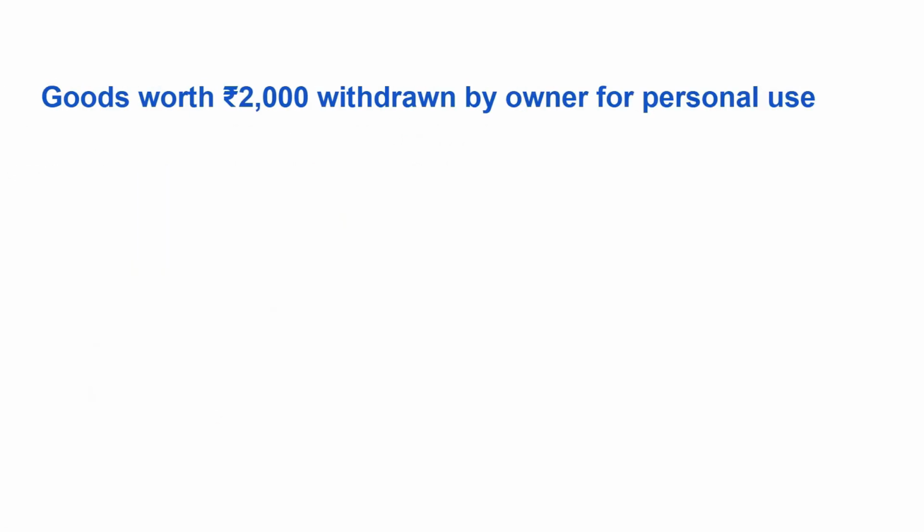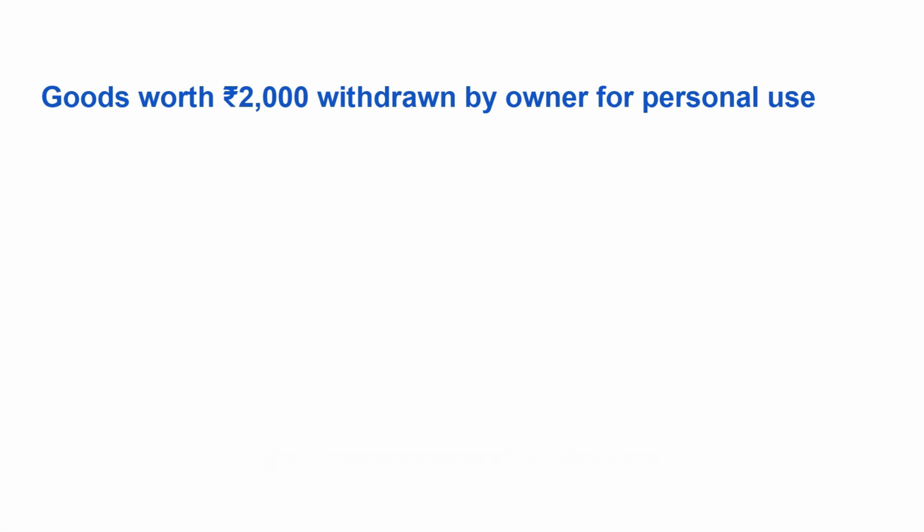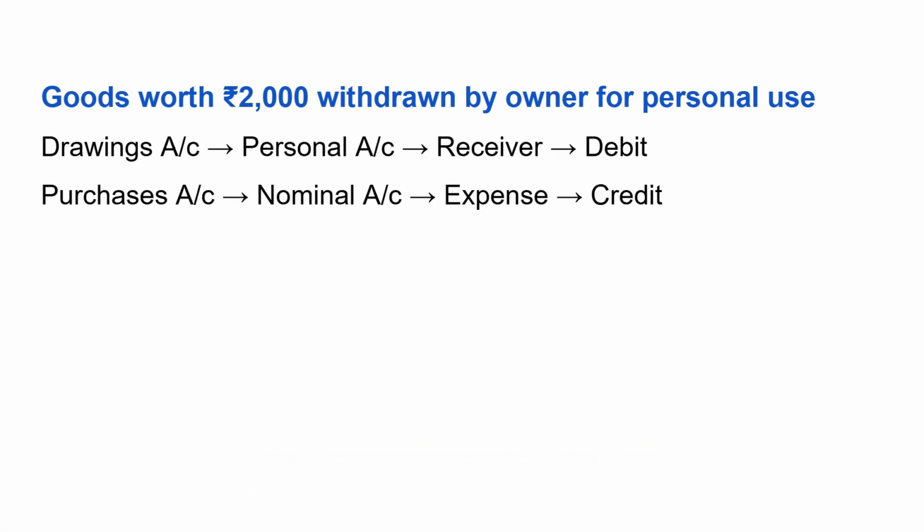Next, goods worth rupees 2,000 withdrawn by owner for personal use. Here the two accounts affected are drawings account and purchase account. Drawings account. Drawings account is personal account and owner is the receiver, so it is debited. And purchase account. Purchase account is nominal account and purchase is expense. So the rule for nominal account is credit all expenses.